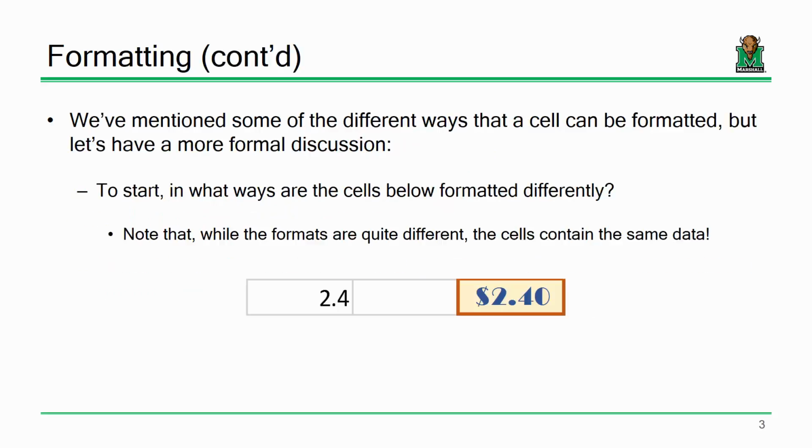Now, to sort of frame our discussion, let's just have a little bit of fun with it. So I have here two cells. Now they contain the same data, 2.4, okay? But they're different. They're different in a number of ways. So what's the difference? What did I do on the cell here to generate that? I mean, just start spitting some stuff out.